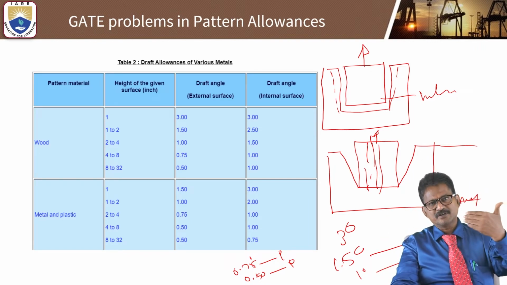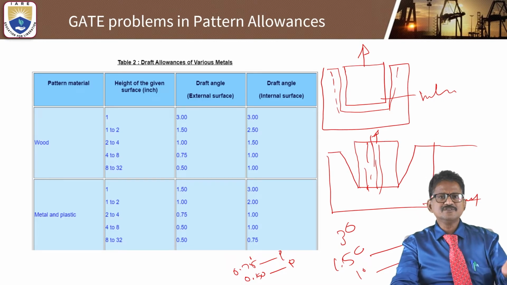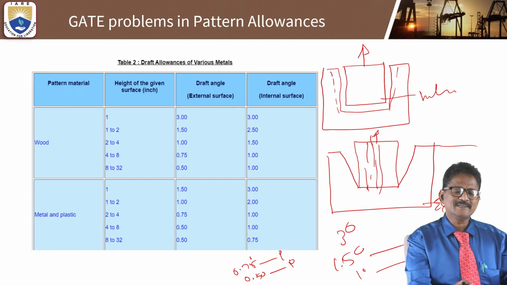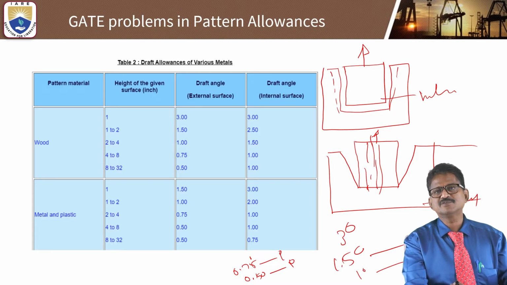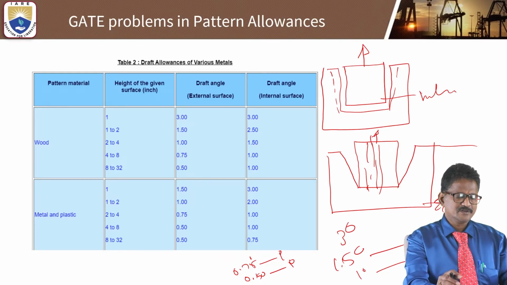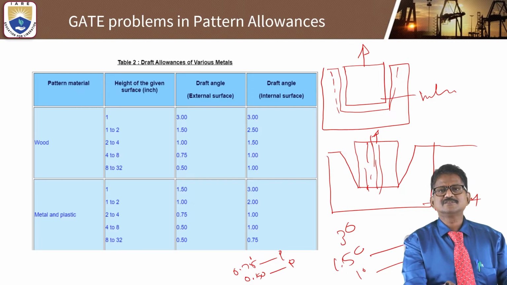So suppose you are not using wood, but metal or plastic. These are some important allowances which are collected from standard textbooks, which are very, very important. Okay, so that you are able to do this.